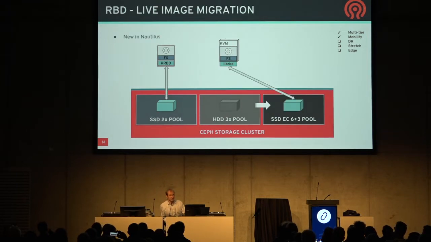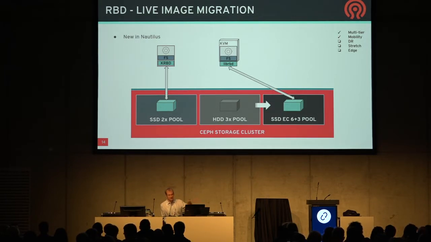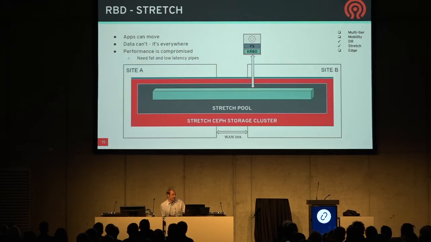One of the new features that's coming in Nautilus is live migration. So if you have an application whose needs change, while that VM or client is in use and using the storage, you can live migrate it between different storage pools within the same cluster. So moving it from slower storage to fast storage or back again. This is new in the Nautilus release coming up in the next month.